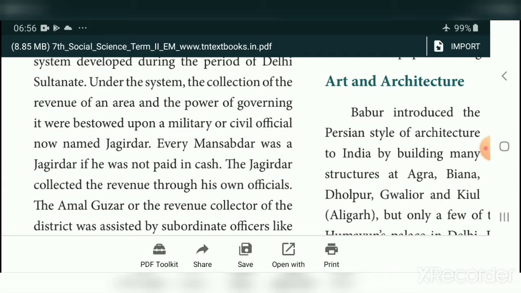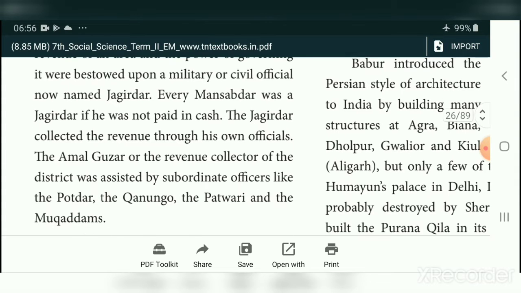So each Jagir was under a Jagirdar. A Jagirdar is nothing but a military officer or civil officer. So they have the power to govern the places. Every Mansabdar was a Jagirdar if he was not paid in cash. The Jagirdar collected the revenue through his own officials.